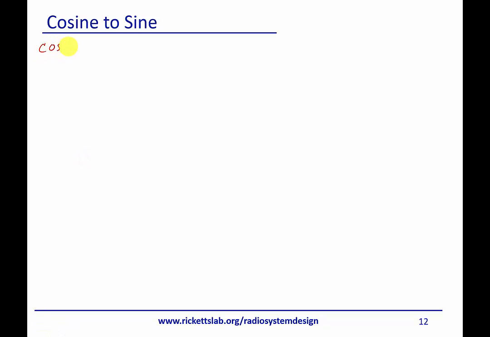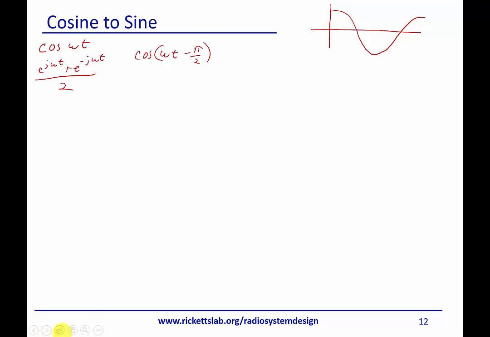So if you remember, cosine of omega t could simply be written as e to the j omega t plus e to the minus j omega t, over 2. Now what we can also do is take cosine of omega t and add a phase shift. Let's just draw that real quick. So here is cosine, and I'm going to change my pen color and shift it to the right by 90 degrees. And you can see clearly that that's simply sine of omega t. And that's something that we're pretty familiar with.